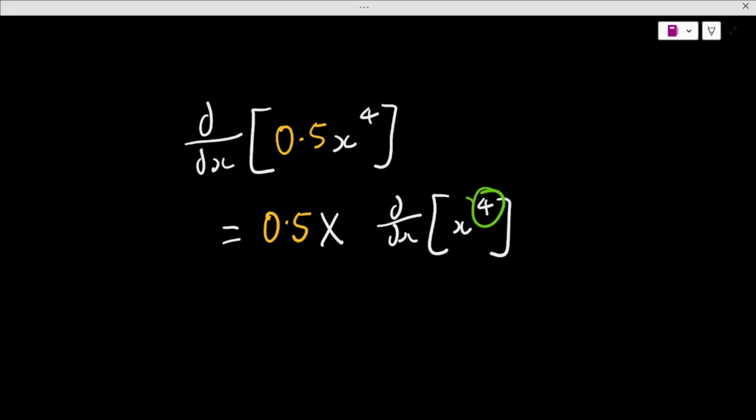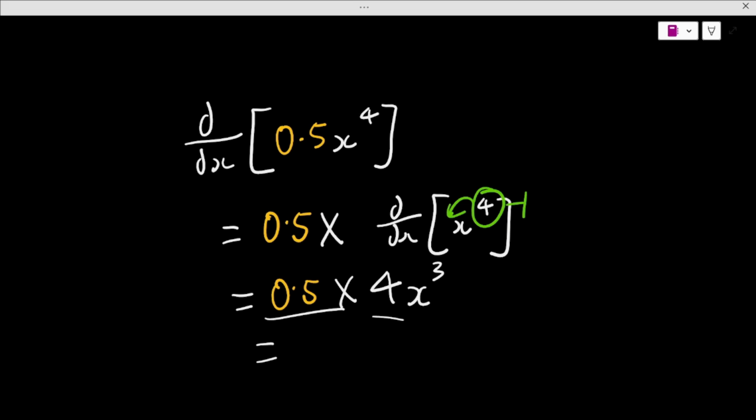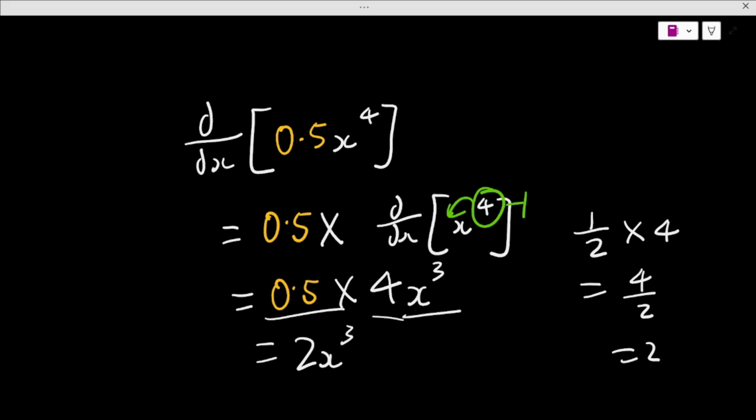Again, we are going to bring the power down and subtract 1. So this is going to be equal to 0.5 times 4x to the power of 4 minus 1, which is 3. 0.5 times 4 is going to be equal to 2. You can think of it as 0.5 is half. We're going to multiply by 4. So this is equal to 4 over 2, which is equal to 2. We're not done yet though. We still have an x cubed. Don't forget to put it back. Nice.